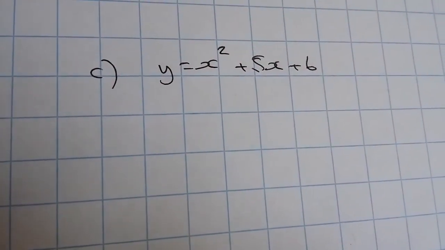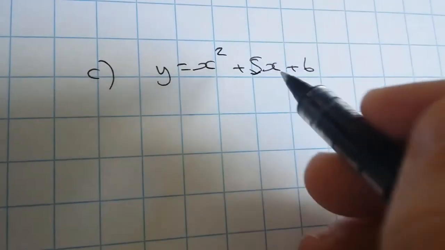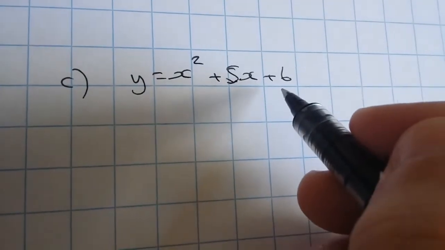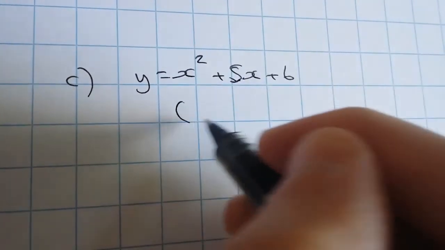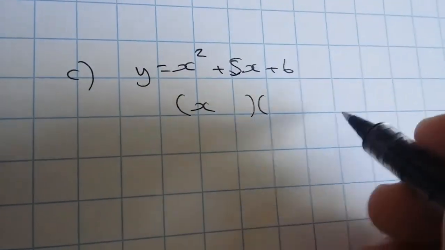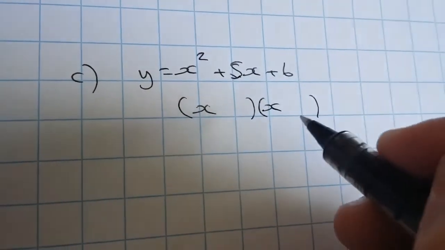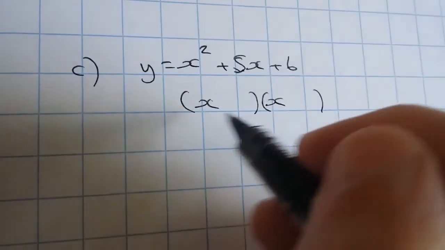Going back to C, I've now got a plus x and a plus there, so that means both of my numbers are going to be positive. I will warn you, one tricky one coming up later.